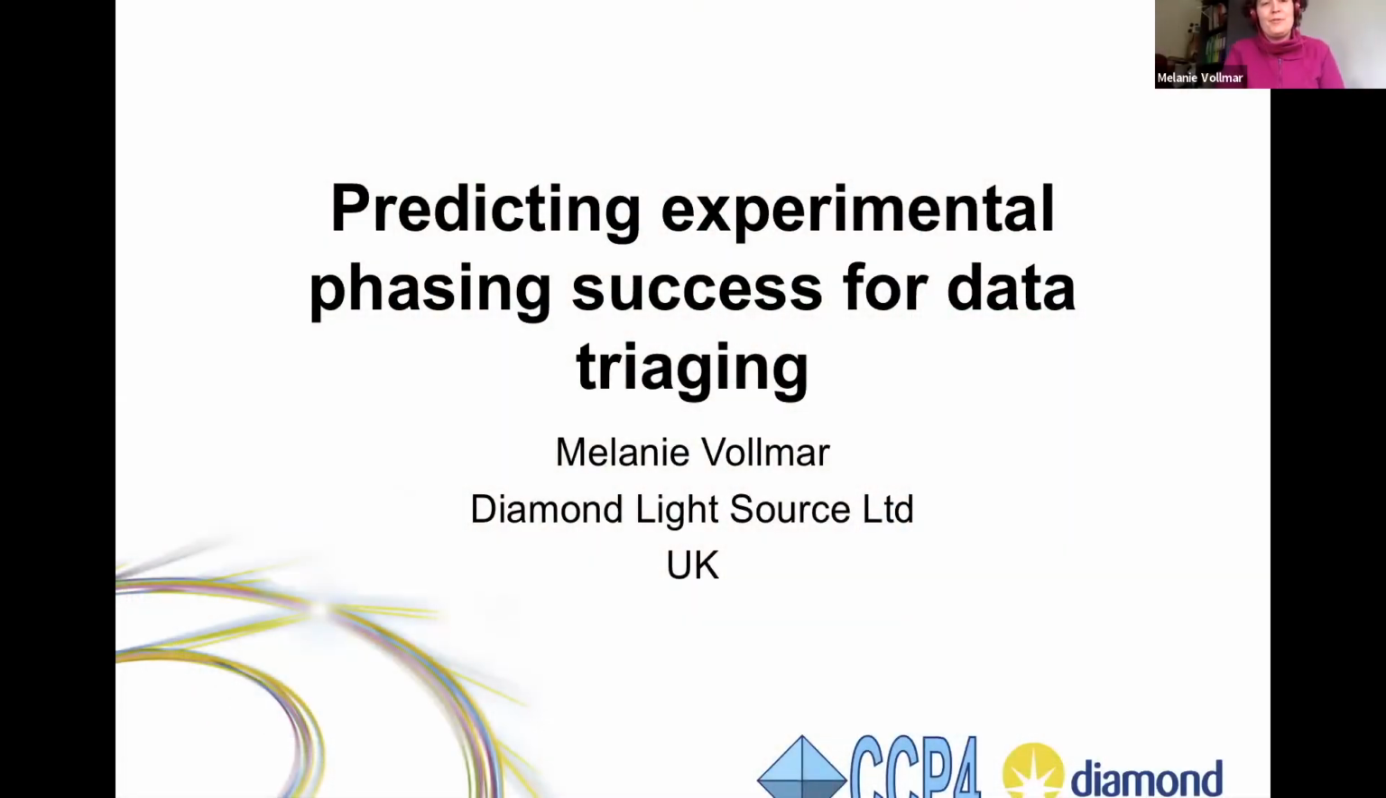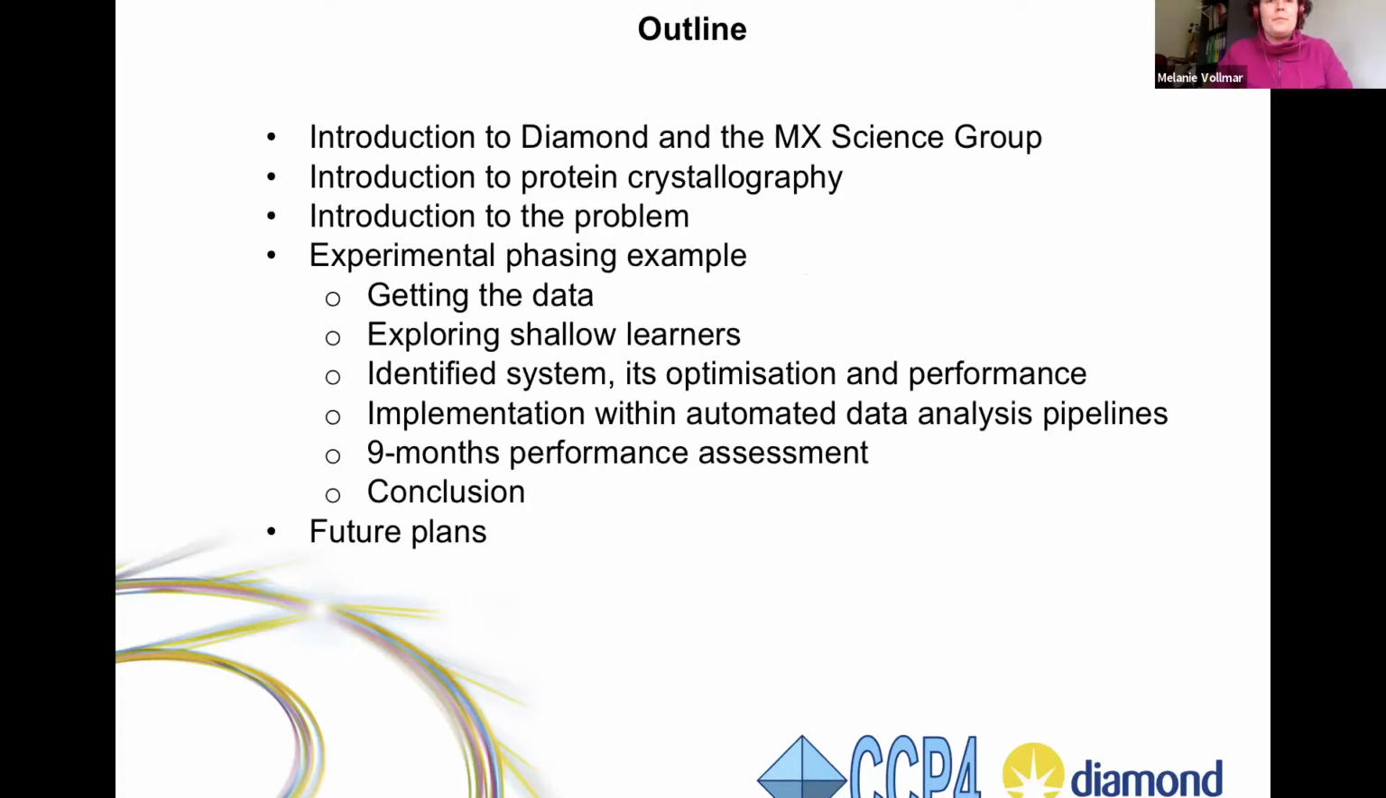So I'm trying to introduce you to the ideas we have regarding data triaging, in particular for experimental phasing. A little bit of an outline for what I'm going to talk about: the introduction to Diamond, protein crystallography, what that is, what problem we have, and why we think machine learning could help us. I'll give you an example of what we've done so far, and other ideas we have to use machine learning.